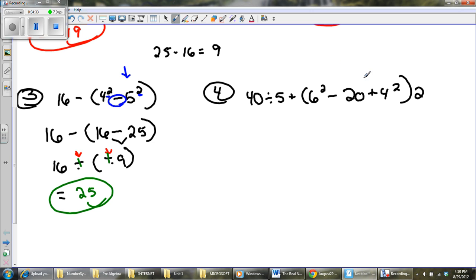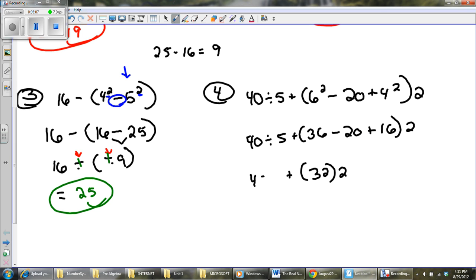All right, this one here. A lot of you are going to start in the parentheses. That's great. Inside the parentheses, I have exponents, subtraction, exponents. So I'm going to do my exponents, get 36 minus a 20 plus a 16. Okay, and I have this 40 divided by 5 plus that. I'm still working inside the parentheses. I'm going to go 36 minus 20, get 16, plus 16, that's 32.